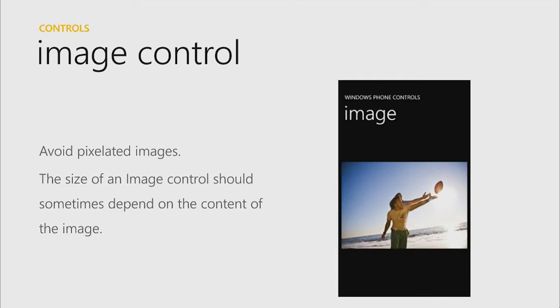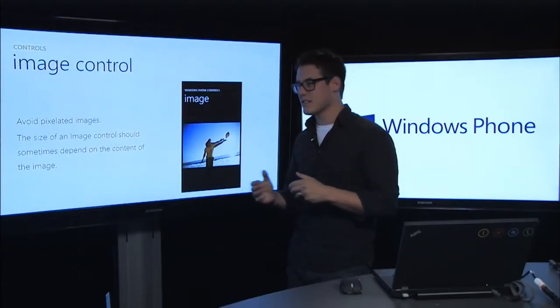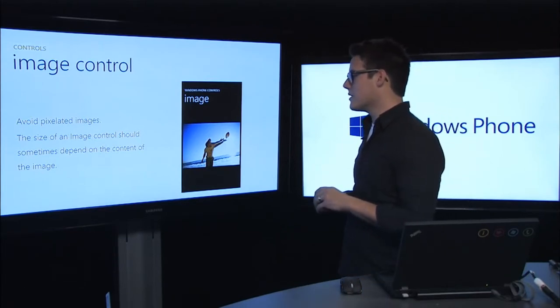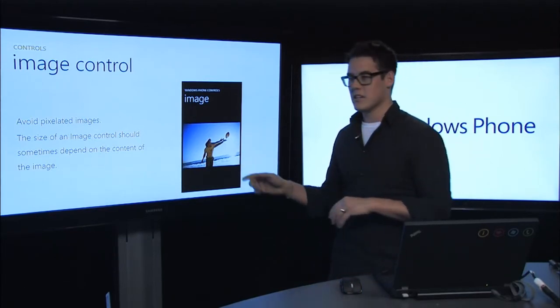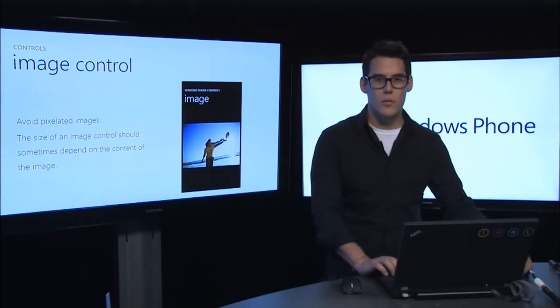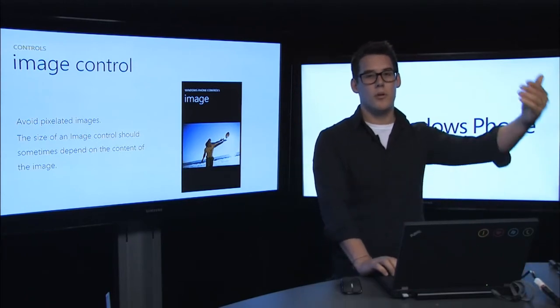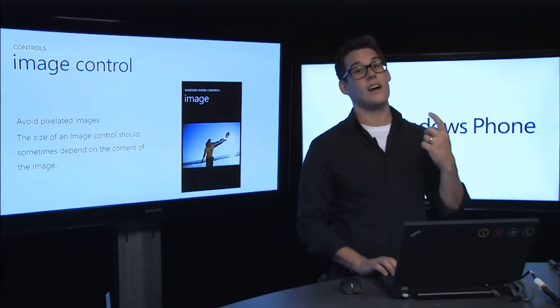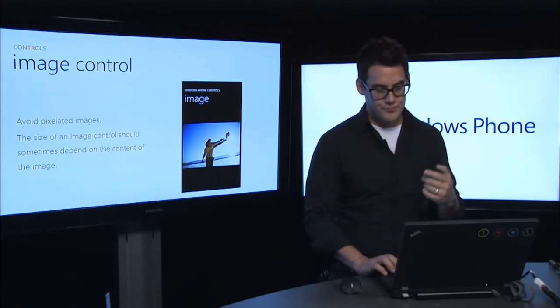But avoid pixelated images, and you'll notice, even in this picture, banding in the images. Try to add noise to get rid of banding, and always realize that your pictures are going to get banded down to 16-bit instead of 24-bit. The size of an image control should sometimes depend on the content of that image. So always think about the relevant content that it's coming in, whether you're pulling in a Facebook feed full of images or different content. Always be really cognizant of what the final product will be.